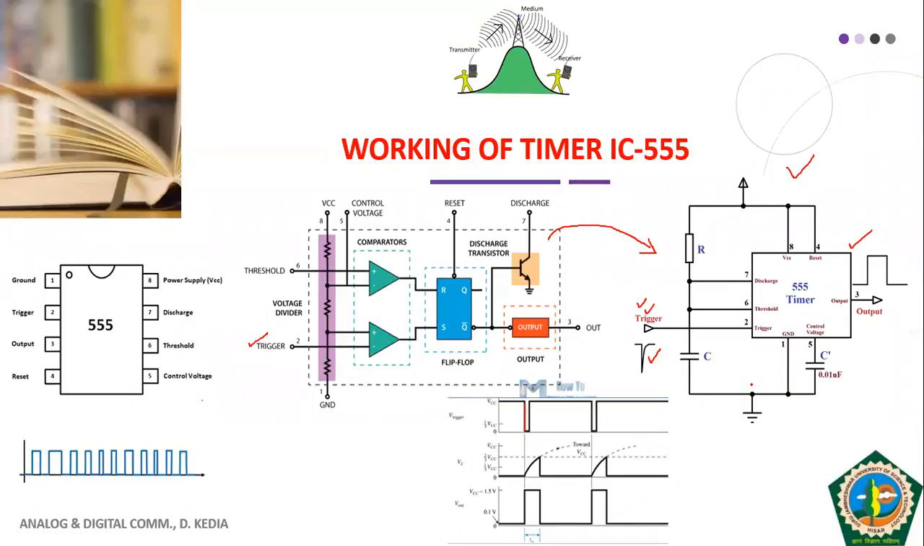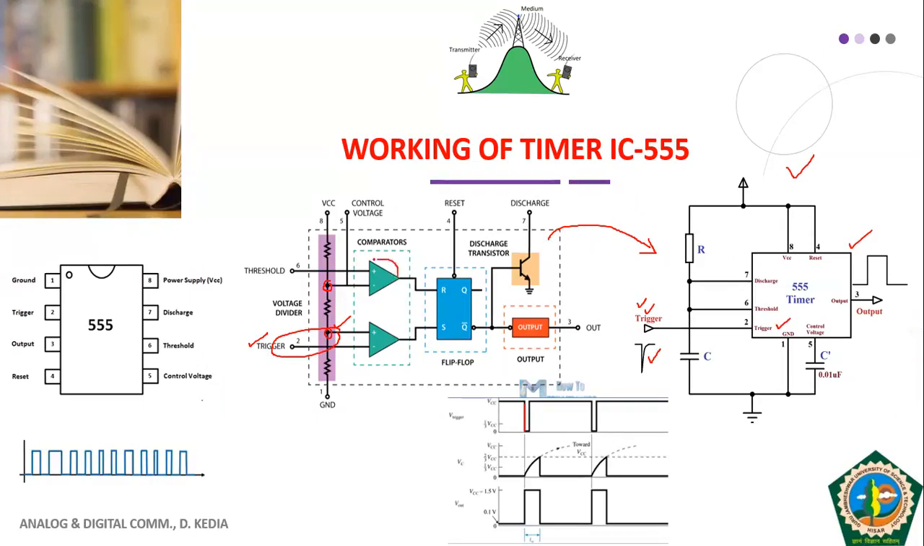Another point: I told you that in the comparator, one terminal voltage is fixed. This was 2 by 3 VCC, this is 1 by 3 VCC, which is not shown here. Only the trigger was shown. So for this lower comparator, the trigger pulse has been applied, and the other input is 1 by 3 VCC. Your trigger pulses are compared with respect to 1 by 3 VCC. So this is what we have discussed.